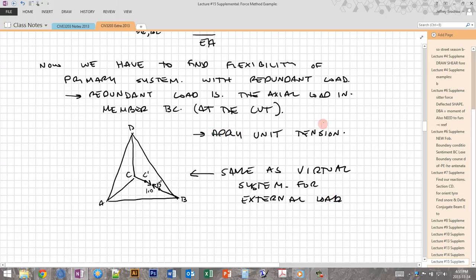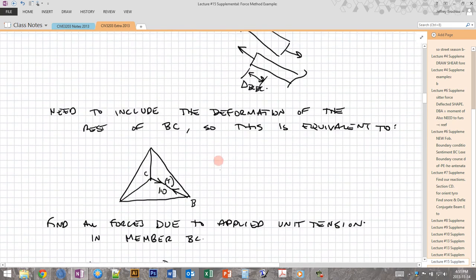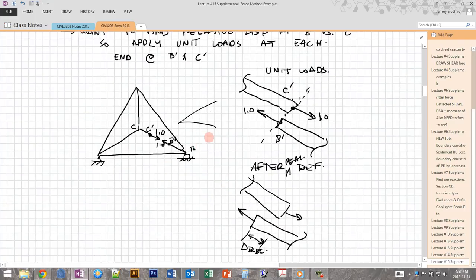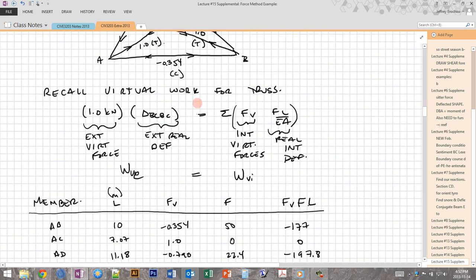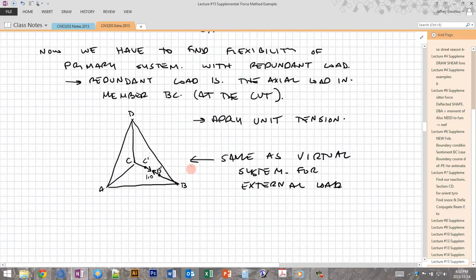Okay, and then we can notice that after we apply that unit tension, this system, which is the primary system with the redundant, is the same as the virtual system that we used for the external load, which was where we added a unit load at that redundant location. So both of these are adding a unit load at the redundant location. So basically the systems are identical. So this system, which we started with, applying a unit load for the purposes of doing the virtual work calculation, is the same as when we apply a unit load at the redundant location for the purposes of finding the relative deformation of B prime, C prime at the cut.